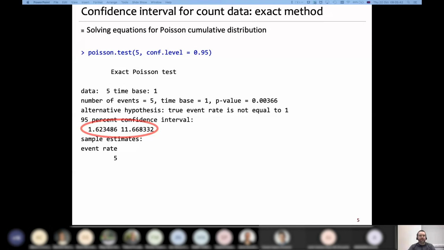In practice, you use an R function called poisson.test, which is designed to do a Poisson test, but it can be used also for finding confidence intervals. If you provide it with the parameter conf.level equals 0.95, it will find a 95% confidence interval on the count for you.